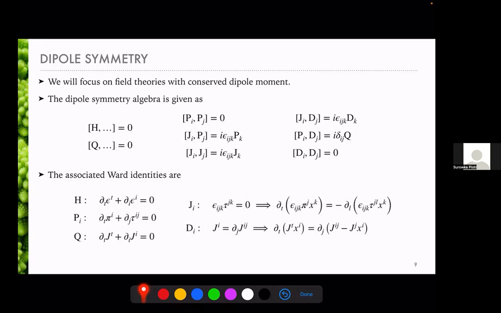Cool. So, moving ahead, there is a conservation law associated with each of these operators. Hamiltonian, momentum, and charge have the usual conservation equations, which are energy conservation, momentum conservation, charge conservation. In addition, Ji leads to angular momentum conservation, that also we are very well aware of. But finally, this is the thing that we were talking about before, that the dipole moment leads to a conservation of dipole moment.